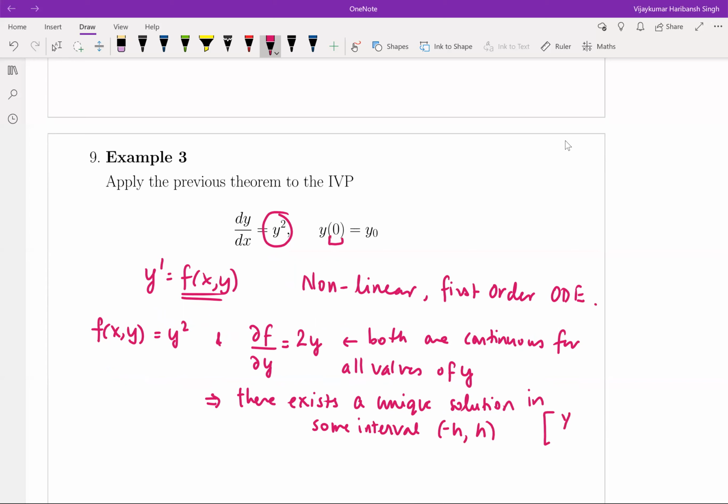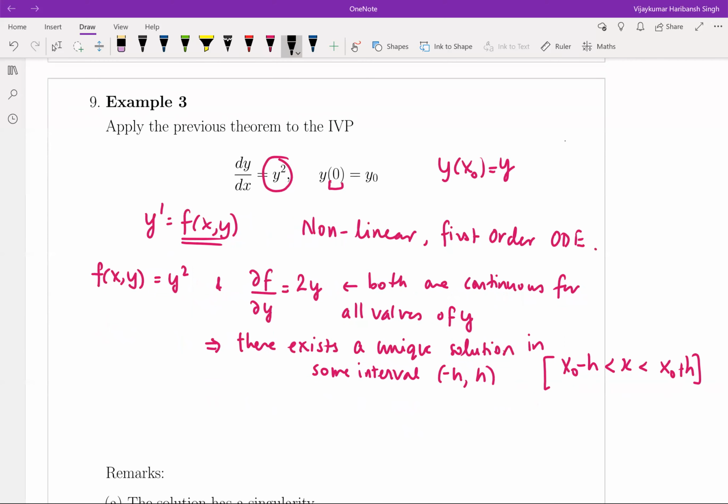Because the idea is that if you're given y of x naught equals y, then the solution exists around there, but in this case our x naught is 0. Okay, so let's find it out. Again, this differential equation is separable. So we have dy by dx equals y square, which implies dy by y square equals dx. Integrate on both sides. This gives me minus 1 by y equals x plus c.